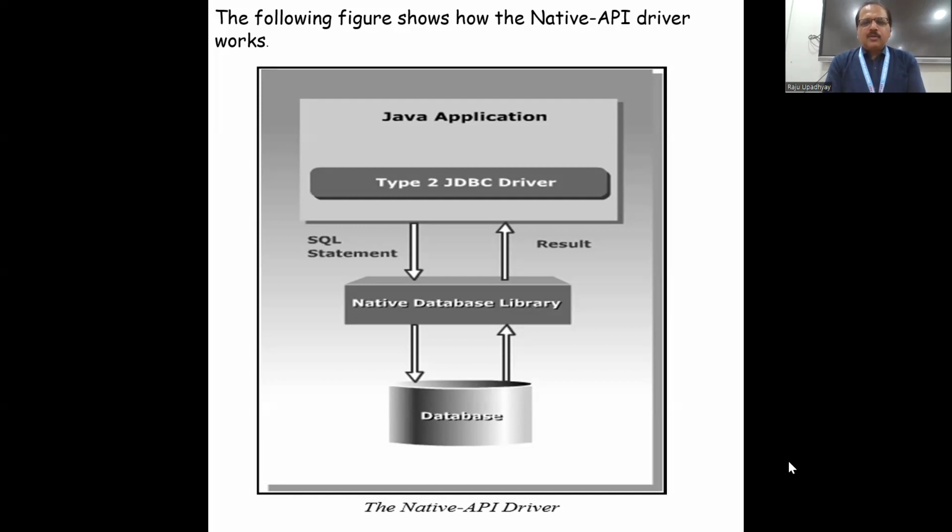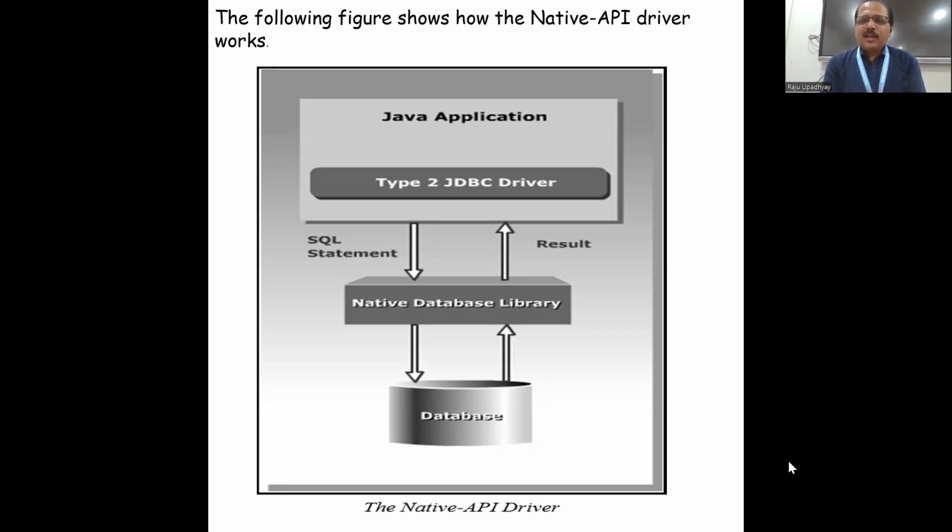Today, I'll be talking about type 2 drivers, as a part of my JDBC series. As a type 2 driver, we have a driver called the native API driver. This native API driver is also called a type 2 driver. It uses local native libraries which are provided by a database vendor to access their own database.